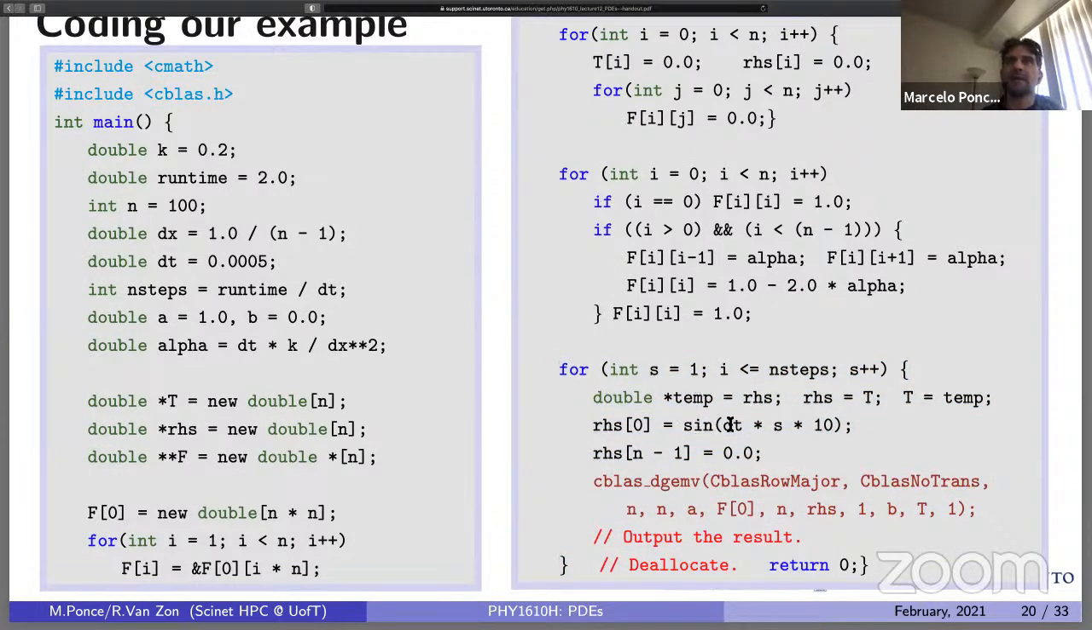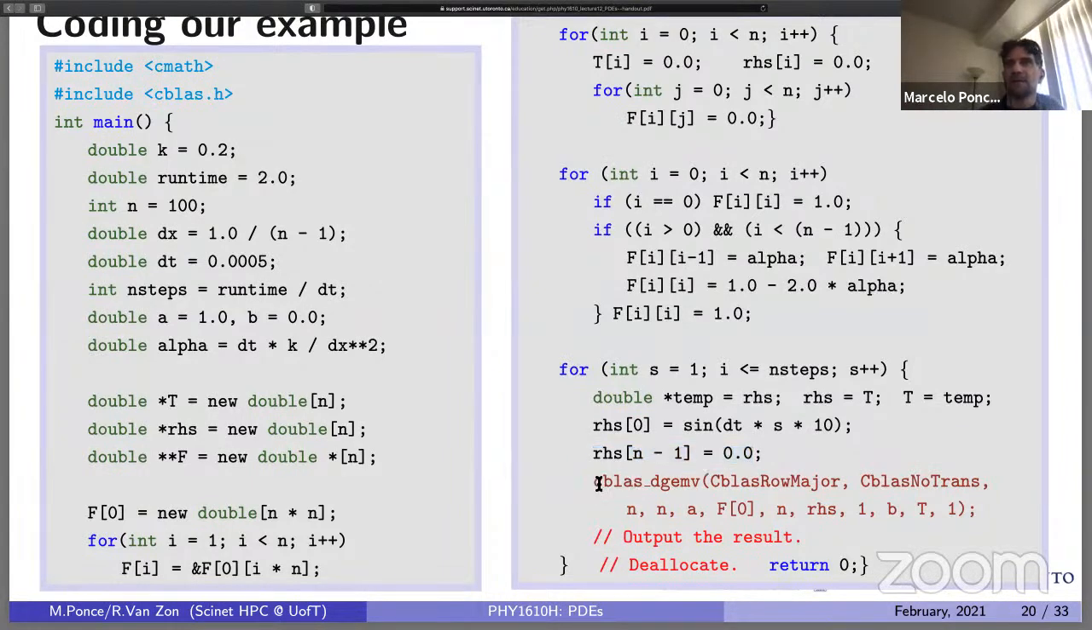So I'm going to create a temporary array just to pivot the right-hand side of the equation. Initially, my right-hand side is t, and t is going to be assigned to the temporary pivot there. I'm going to set the boundary condition at the origin to be this sinusoidal function as we described before. And then the right-hand side of the last point equal to 0. That's the other extreme of the rod.